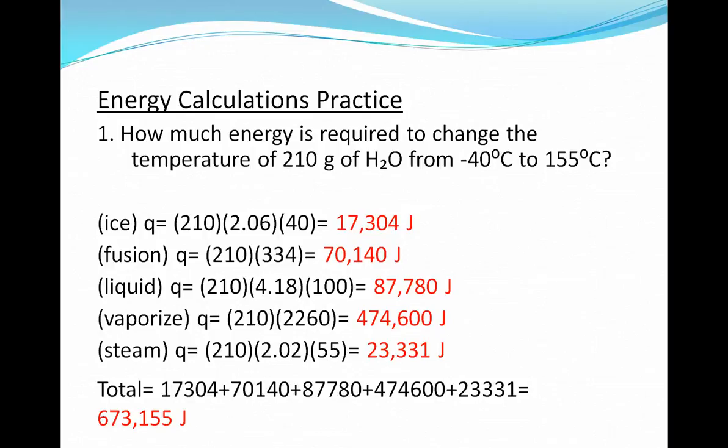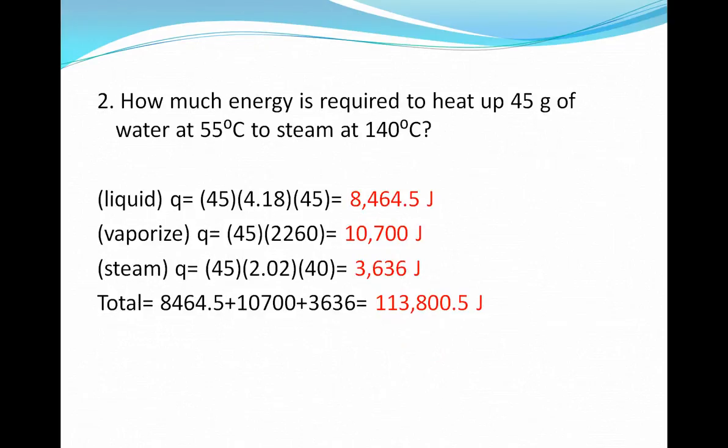Steam is Q equals mc delta T because it's not a phase change, so you know your mass. Your C value for steam is 2.02, and your delta T is 155 minus 100, so you get 55, and you get 23,331 joules of energy. And to find the total energy, you add them all together, and you get 673,155 joules of energy.